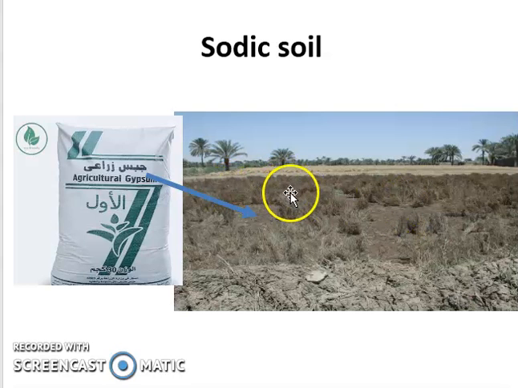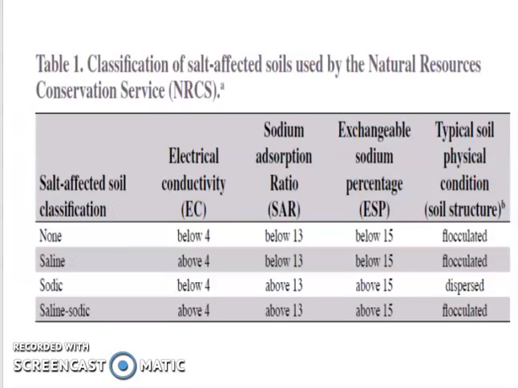To reclaim the sodic soil, you have to add gypsum. Gypsum is a source of calcium, and the calcium replaces the sodium on the soil particle and causes coagulation and improves the aeration and other physical and chemical properties of the soil. So gypsum is used to solve the problem of sodic soil, or sodicity.